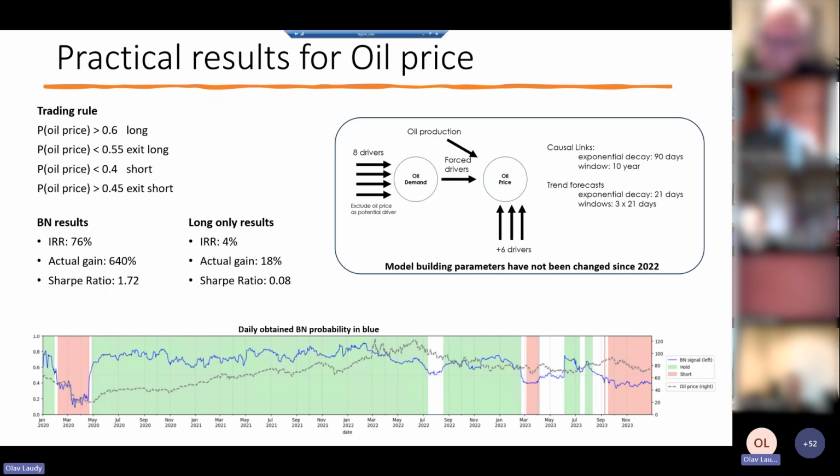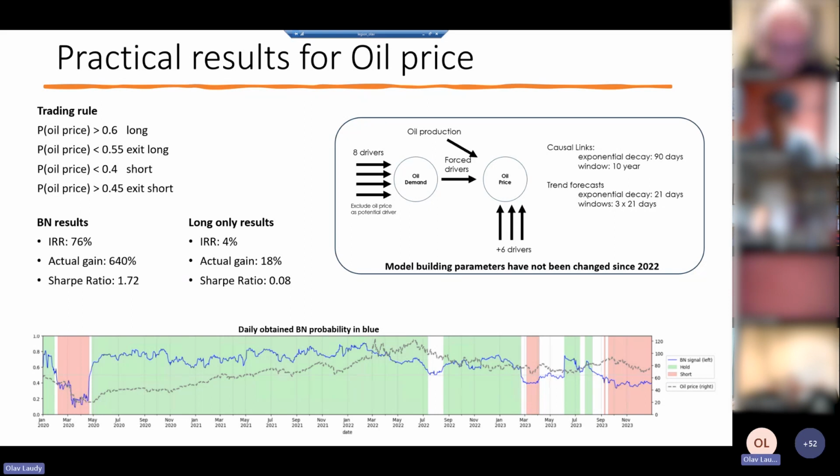Before we look at the results, I want to mention two things. First is we have been running this model since 2022 and have not updated any of the model generation parameters, such as the maximum number of links.